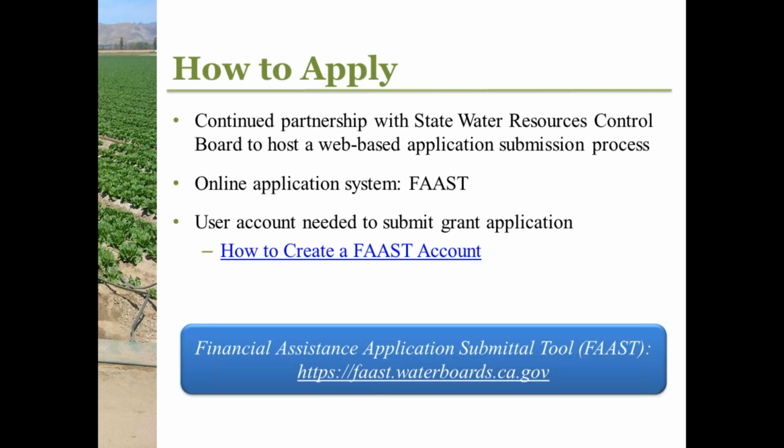So, how do you apply for SWEEP? First and foremost, you're going to want to create a FAAST account. So you're going to want to log into FAAST at the waterboards.ca.gov webpage. This is hosted by our partners at the State Water Resources Control Board, and it is essentially an online portal for submitting the necessary information that we need in order to complete this application.